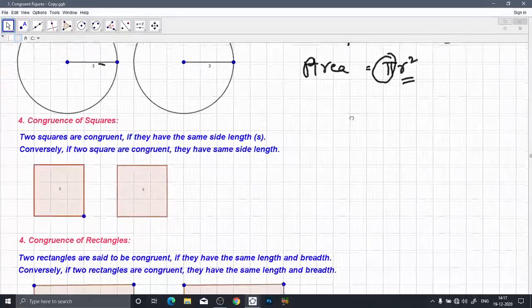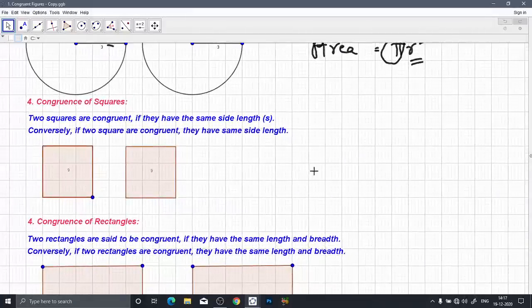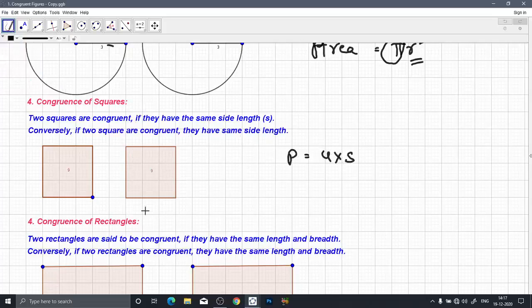Okay, if I take a square, in a square also, if you observe the formulas of the square, what is the perimeter of the square here? 4 times the side. If we add all the sides, because in any square all the sides are equal, side plus side plus side plus side, 4 times the side, is the perimeter, and the area of the square will be side into side again.